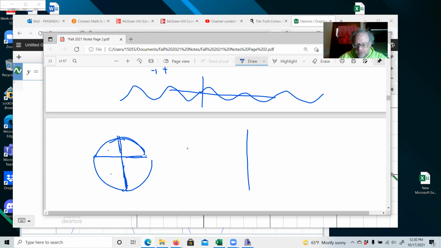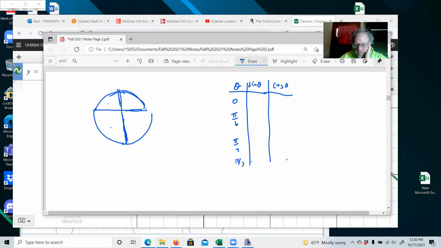When we showed you this, right? This is our theta. This is our sine theta. This is our cosine theta. So remember, we talked about this one. We said this is 0, pi/6, pi/4, pi/3, and pi/2. And remember the mnemonic to get this.